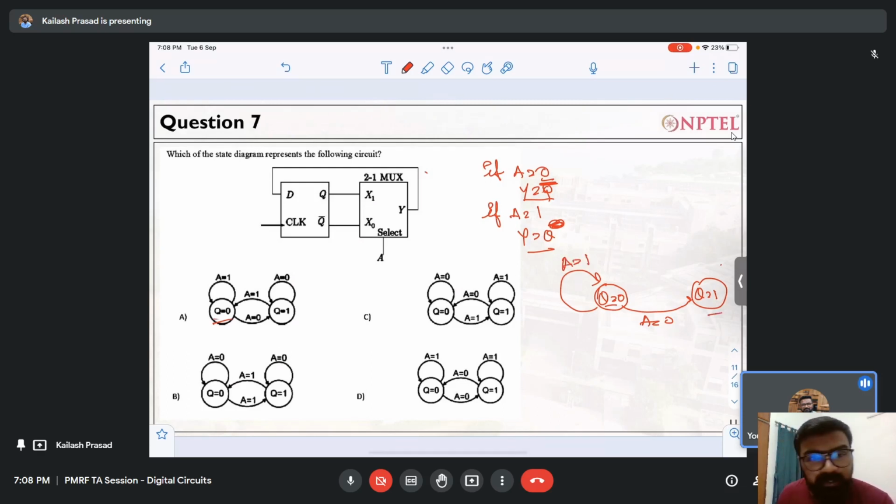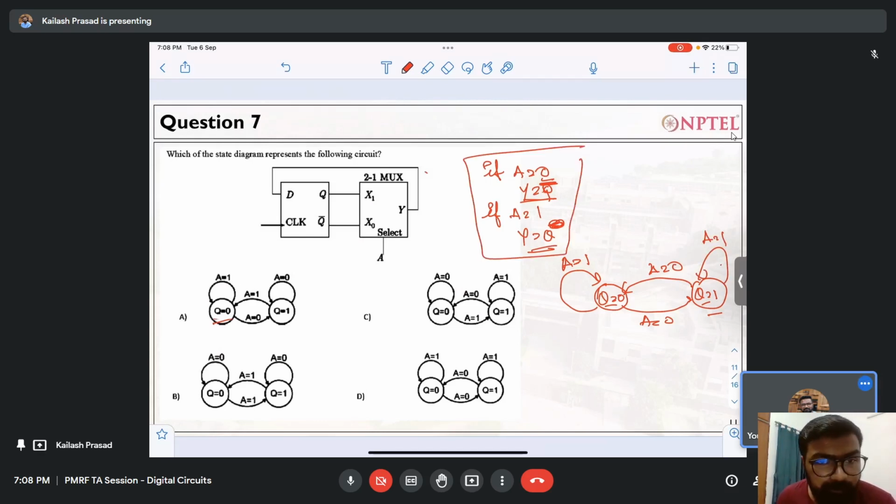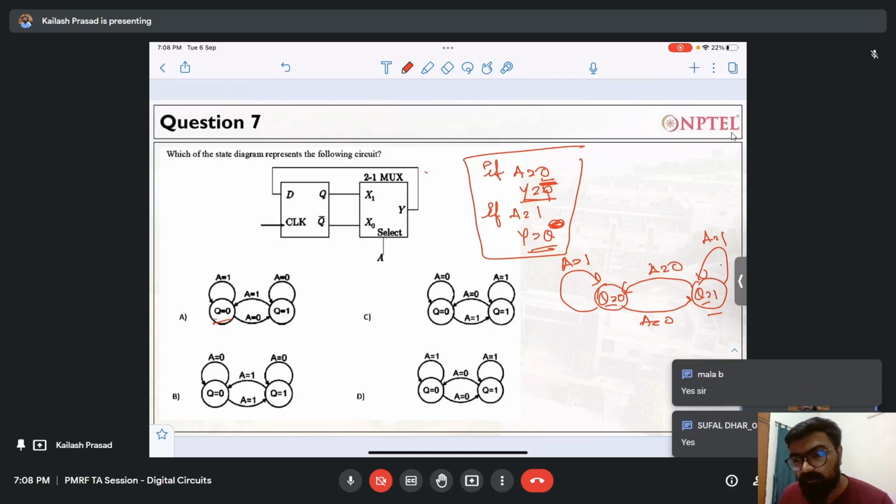Similarly, for q equal to 1, again follow the same thing. If a is equal to 0, y equal to q bar, it means q was 1, q will go to 0. So a equal to 0, it will be like this. And if a is equal to 1, y will be q. So wherever you are, you will remain as it is. So if I write the equation like this, it will be very simple for you. Is it clear, everybody?